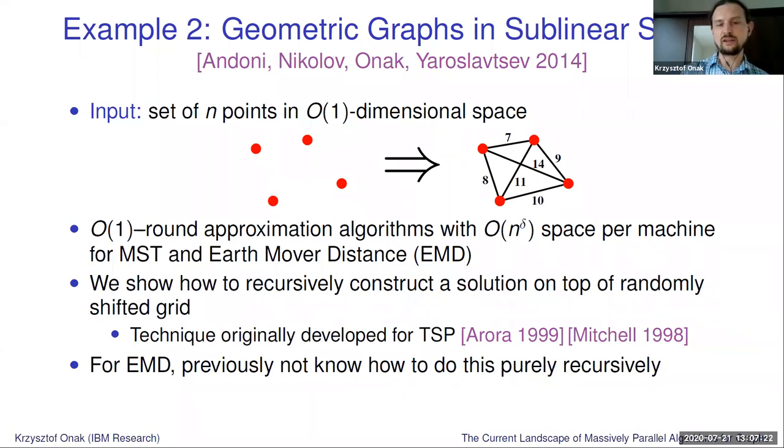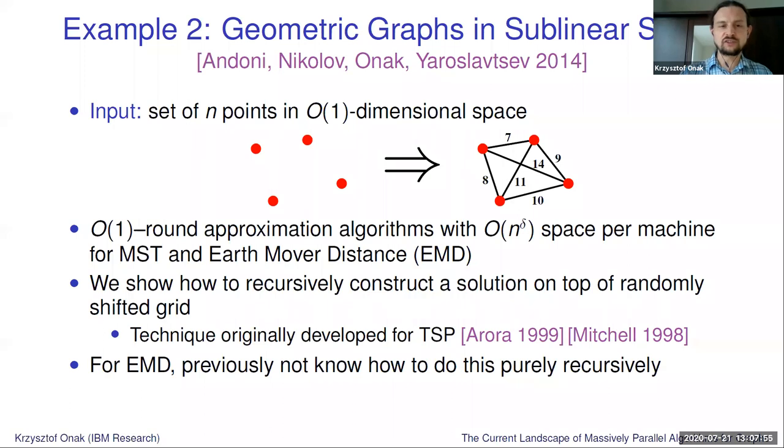So basically, the main idea is that we showed that the techniques that were initially developed for the traveling salesman problem and are widely used in geometric problems can be applied here. Basically, you can take a grid and randomly shift it and put it on top of the set of points. And then you can recursively try to solve the problem by first constructing a solution for smaller subcells and move towards bigger subcells.